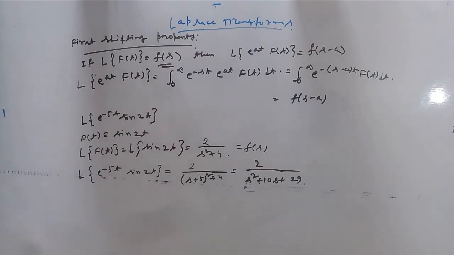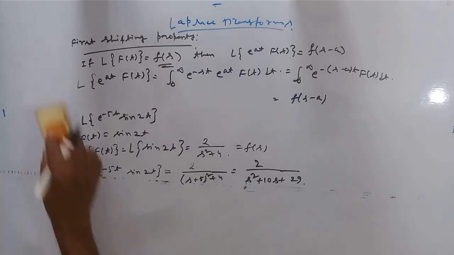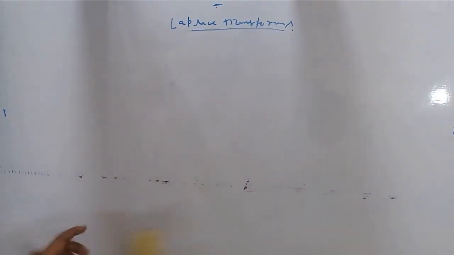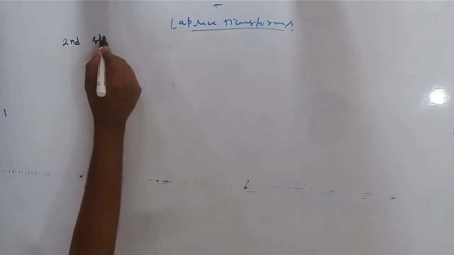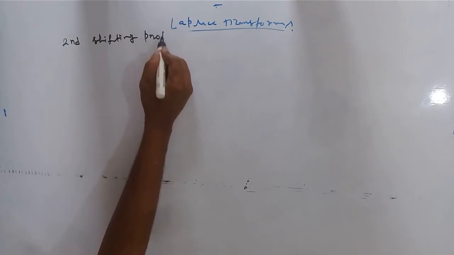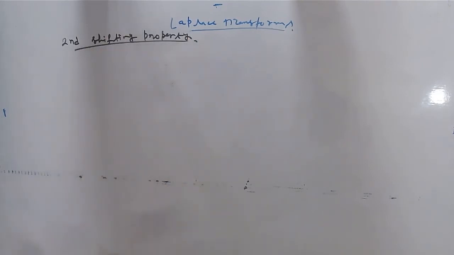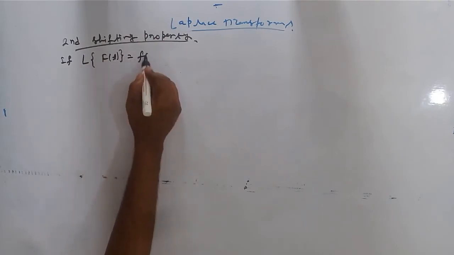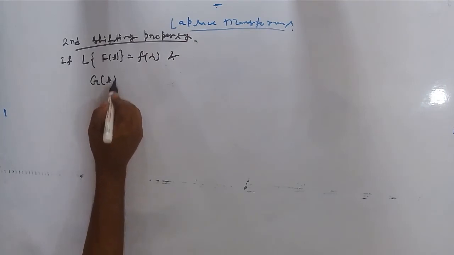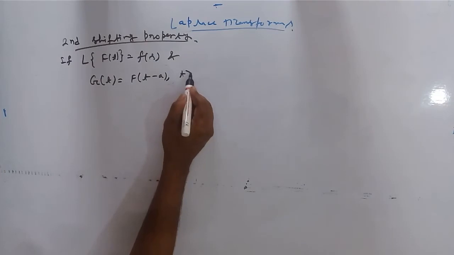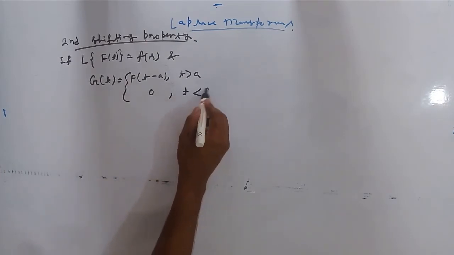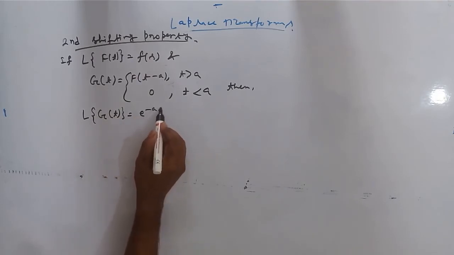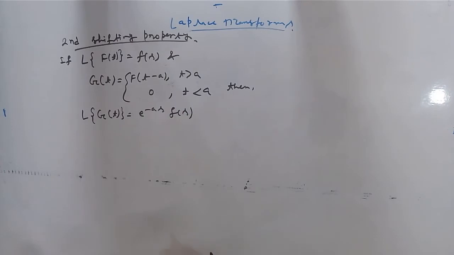Now I am going to second shifting property. Second shifting property states that if L of f(t) is F(s) and g(t) equals f of t minus a when t greater than a and 0 when t less than a, then L of g(t) will be e to the power minus as F(s). So this is the statement of second shifting property.